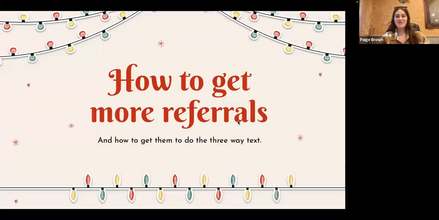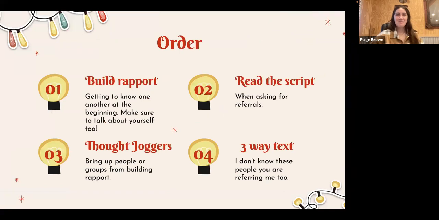Okay, sweet. So my slideshow is how to get referrals and how to get them to do that three-way text. So the things I'm going to point out, really, I start off at the beginning building a ton of rapport. We spend about 15 to 20 minutes building rapport, getting to know each other at the beginning because I don't know these people. And make sure to talk about yourself too because they don't know you. They don't know who you are. They're like, this is a random person talking to me. And so definitely talk about yourself, making them more comfortable with you, gaining trust.